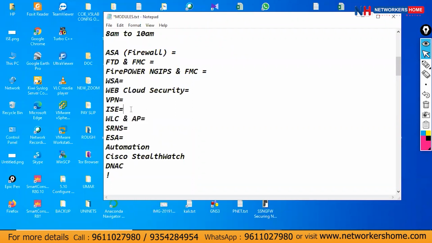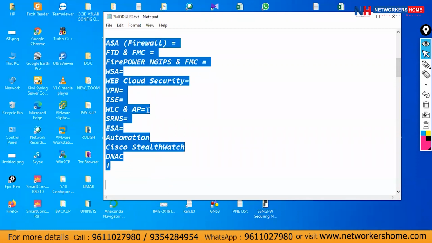Okay. ISE, very, very important. In the entire lab of your CCIE security examination, this ISE will cover around 40% of your lab, I would say, dependent on your ISE task. ISE and VPN will cover more points across the tasks, plus ASA firewall. Slowly, but if you fail in this ISE section, there's no way that you are going to pass.